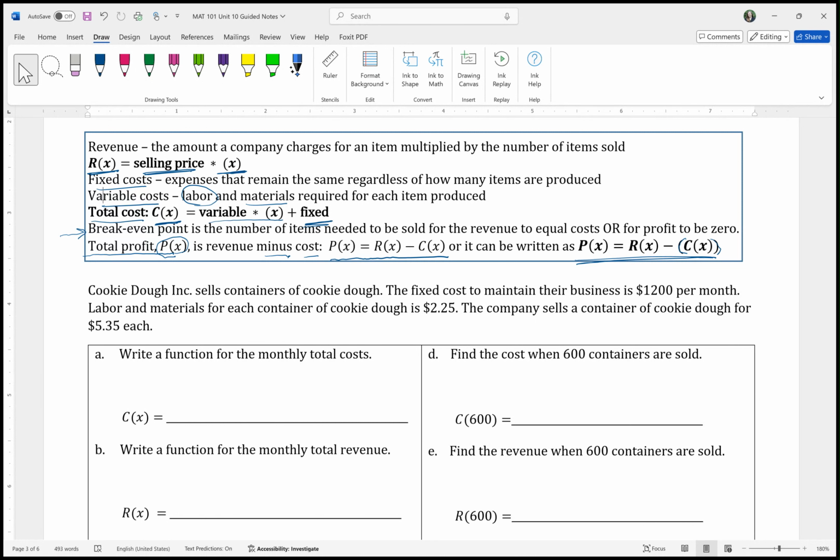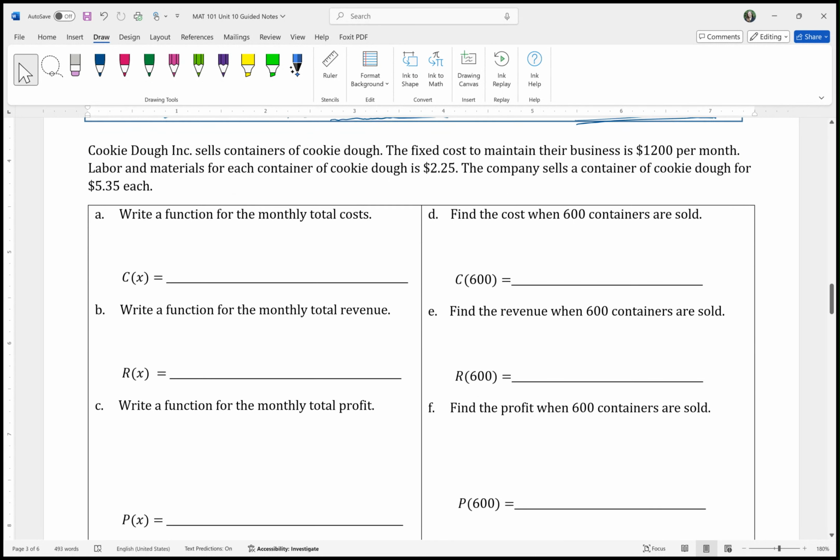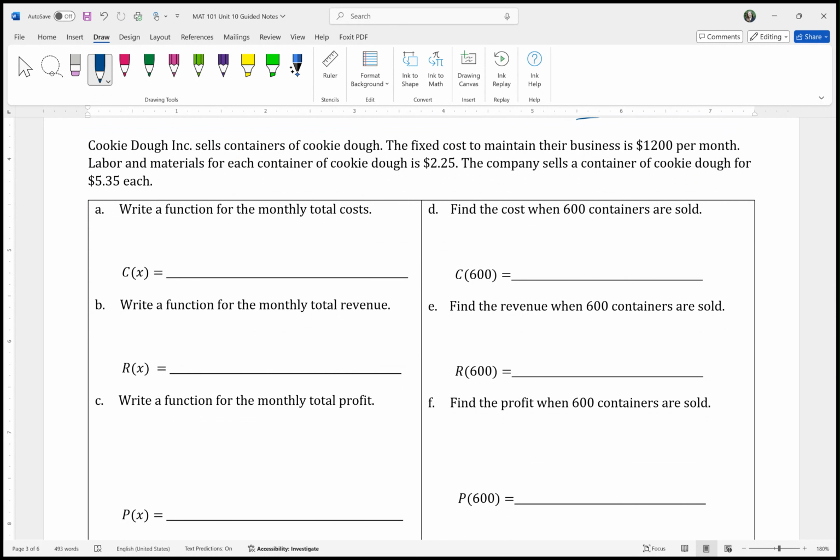So let's look at our specific example now. We have Cookie Dough Inc., and they sell containers of cookie dough. The fixed cost to maintain their business is $1,200 per month. The labor and materials for each container is $225. The company sells a container for $535 each.